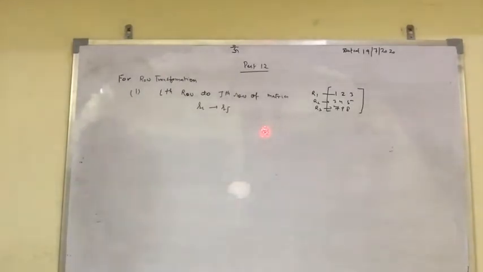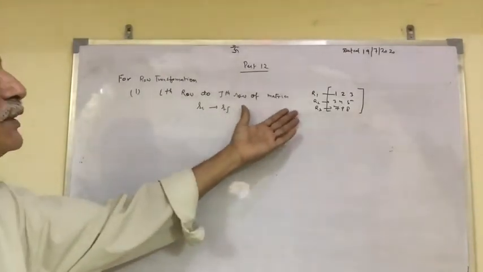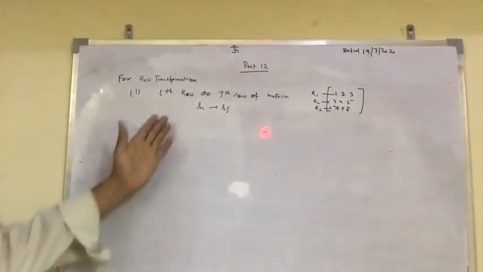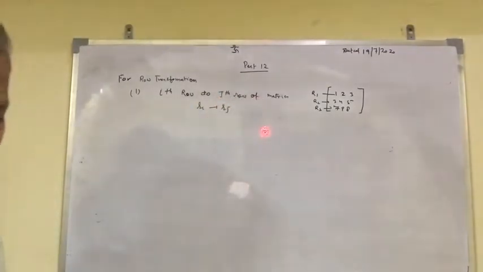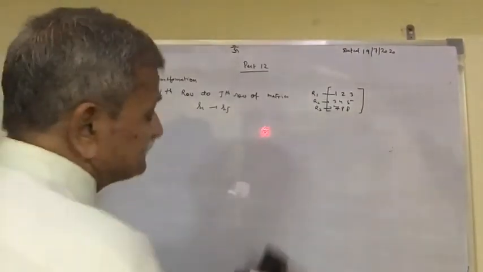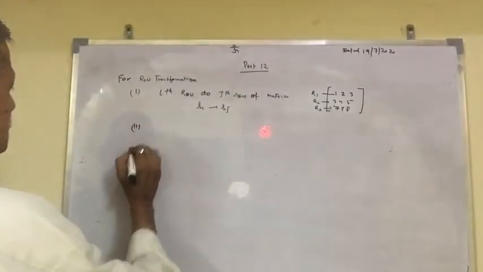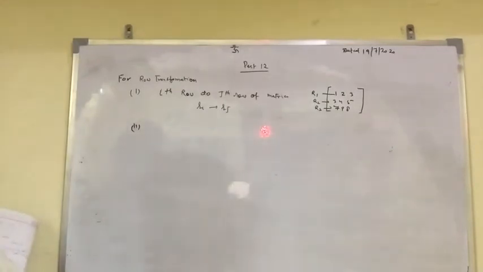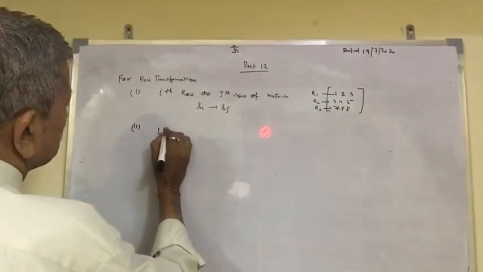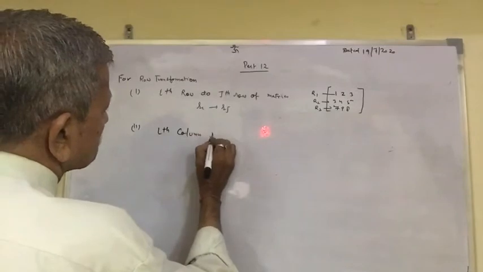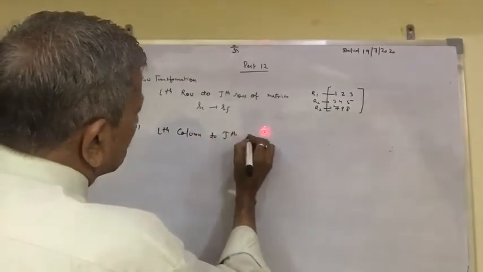Row transformation: ith row to jth row of the matrix. Now we have the second part of this, which is to interchange the ith column to the jth column.